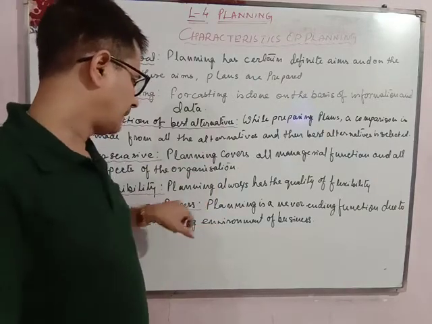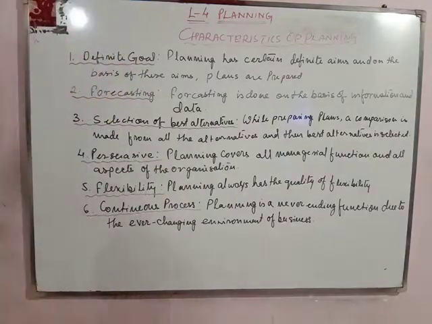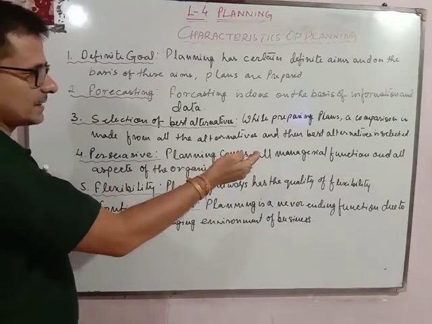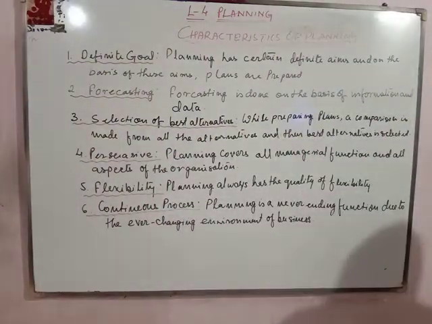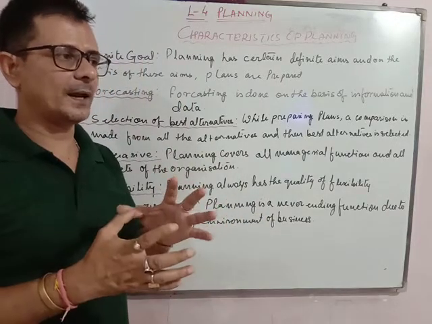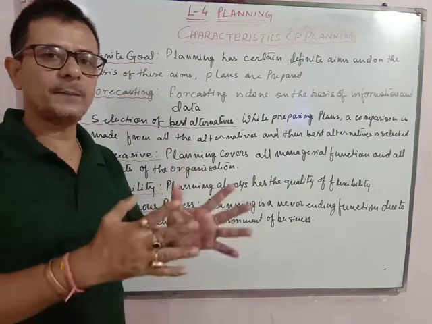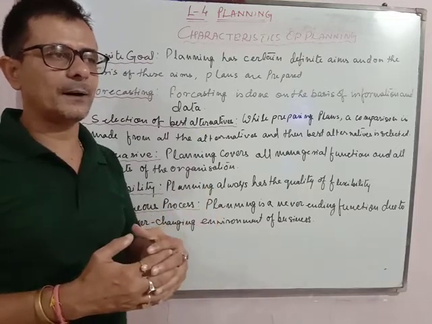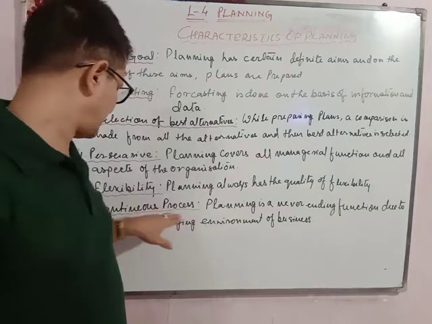Next is flexibility. Planning always has the quality of flexibility. Planning cannot be rigid. So pervasive means it covers all the managerial functions as well as the aspects of the organization. Next is flexibility. The plan cannot be rigid. It has to be flexible. It should be applicable according to the needs and circumstances. It should be made such that it makes everyone comfortable and they can understand the planning, and according to the circumstances and situations, it can be changed. So that is why it is said to be flexible.